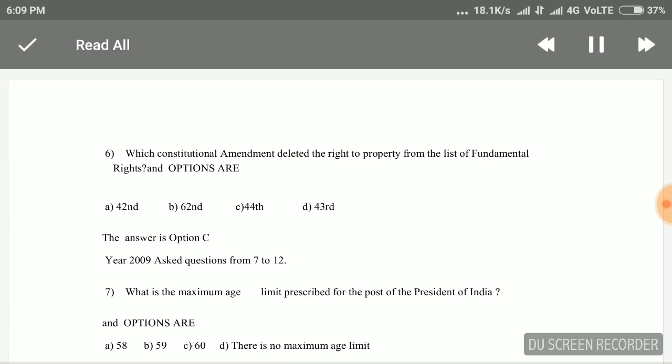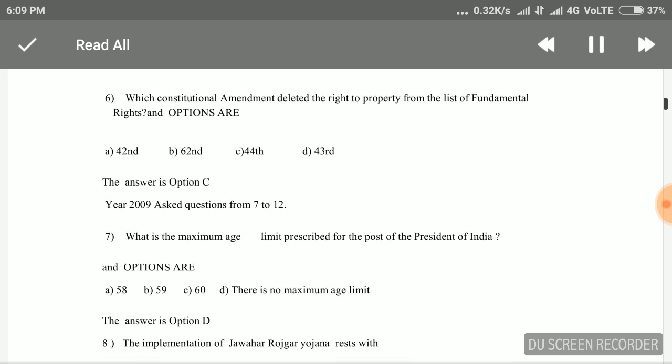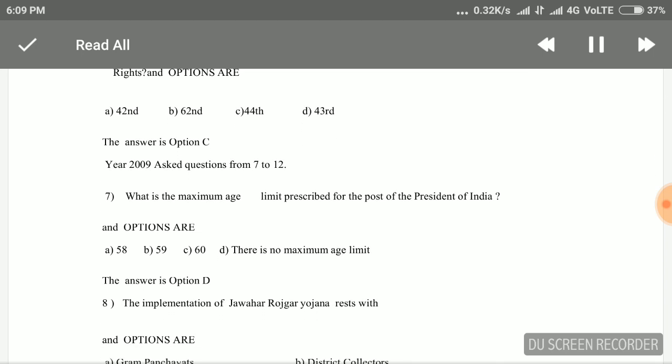7. What is the maximum age limit prescribed for the post of the President of India? And options are A. 58, B. 59, C. 60, D. There is no maximum age limit. The answer is option D.